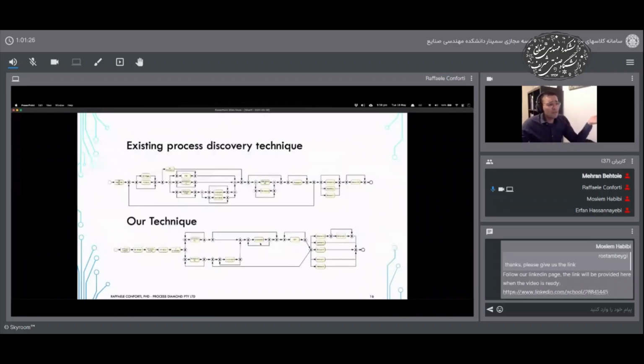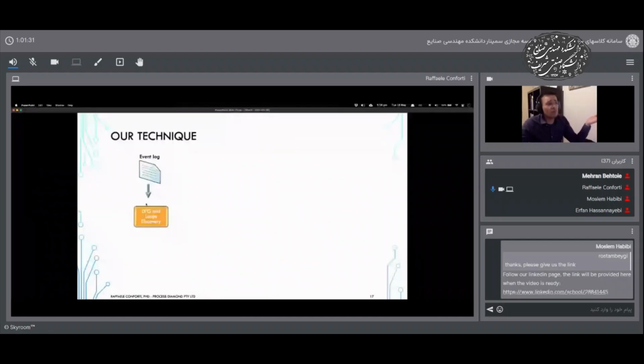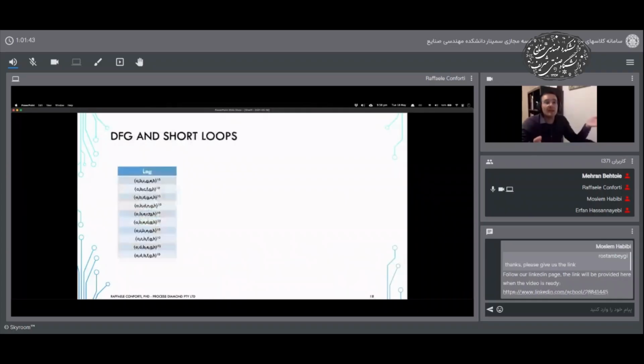How does our technique work? Again, we start with our event log, and surprise, surprise, also in this case, we work with a graph. In this case, it's a directly follow graph, which is the basic concept, the starting point of every process mining technique. What a directly follow graph does is, as we did before, we analyze every single trace that we have in our log. So in this case, this one is a trace, and this number here represents how often we see the trace.